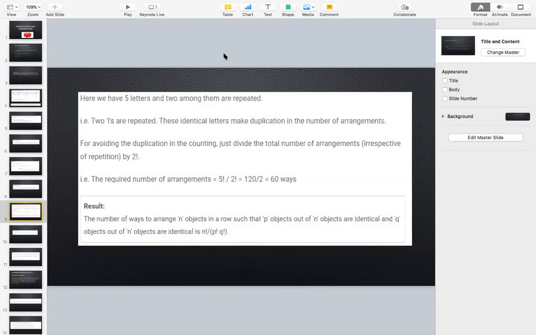Now, let's quickly discuss the solution. The answer would be 7 factorial divided by 2 factorial divided by 2 factorial. Basically, there will be two different 2 factorials in the denominator. Okay. So let's look into the explanation.